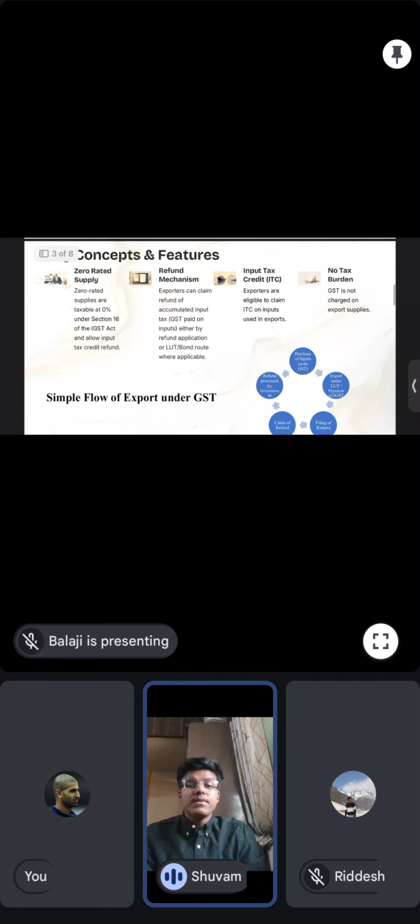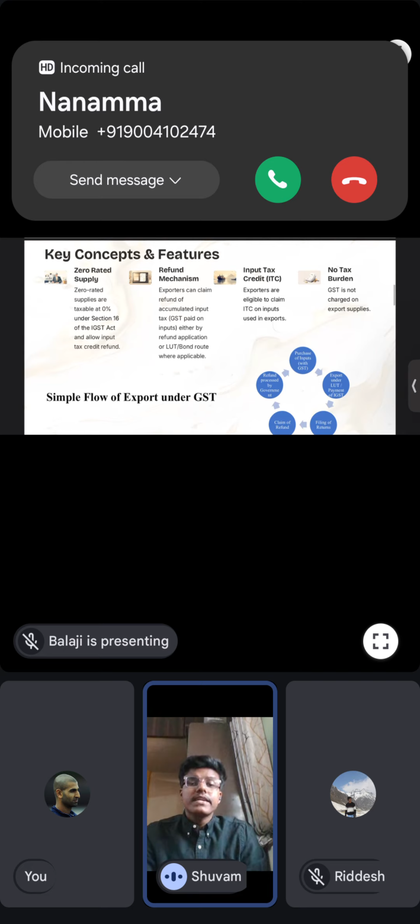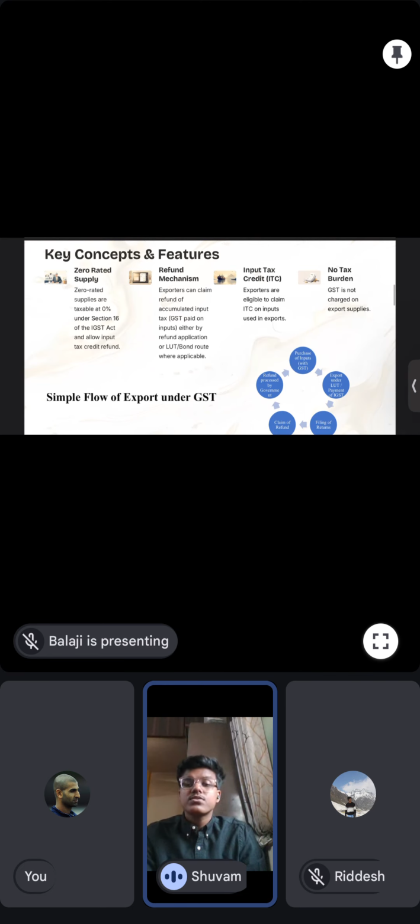Now, let us see the key concepts and features. Zero rated supply. Exports are treated as zero rated supplies under Section 16 of the IGST Act. This means GST rate is 0%. Exporters can claim refund of input tax credit, ITC. Exporters can claim credit of GST paid on raw materials, inputs, and services used in producing export goods.